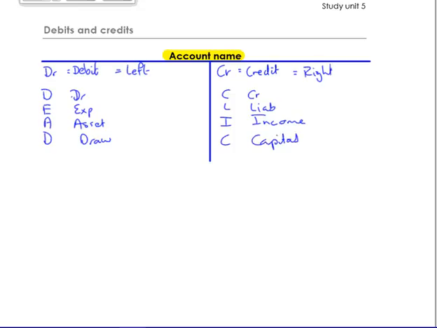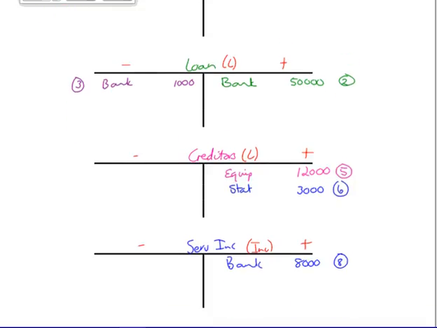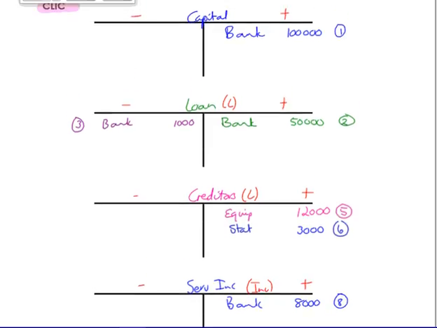Well done. So which accounts get bigger on the right-hand side? Liability accounts, income accounts, capital accounts. Let's go and check on my CLIC page. All my liabilities got bigger on the credit and smaller on the debit. And my income, bigger on the credit, smaller on the debit. And my capital, bigger on the credit, smaller on the debit. I hope I didn't say it wrong, but yeah. Got the idea? DEAD and CLIC.